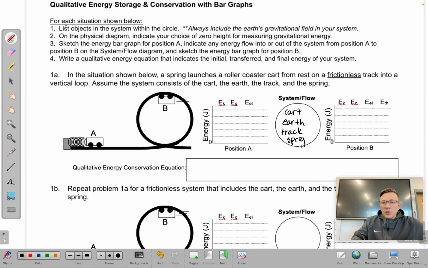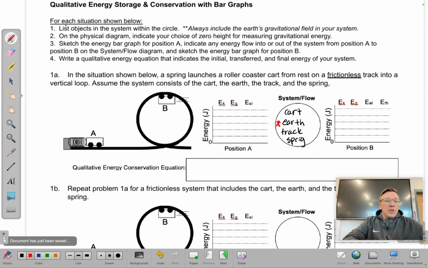So to be clear here, the reason why the earth is part of our system, which will be a part of every system, is so that we can include gravitational potential energy, okay? So that is not necessarily saying that that's the ground, okay? So there might be a problem where an object is on some surface and the surface might not be part of the system, okay? So in this case, the surface is the track. So don't ever assume that the earth is the ground. If like a car is rolling on the street, you would put the earth in the system, and then we would make a decision on whether the road is part of the system or not.